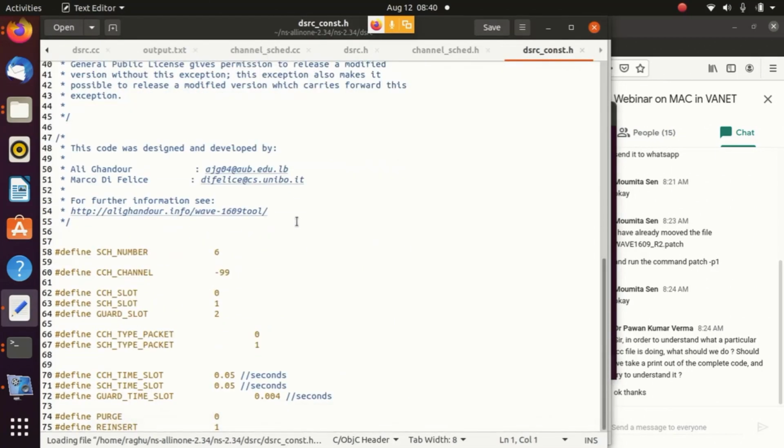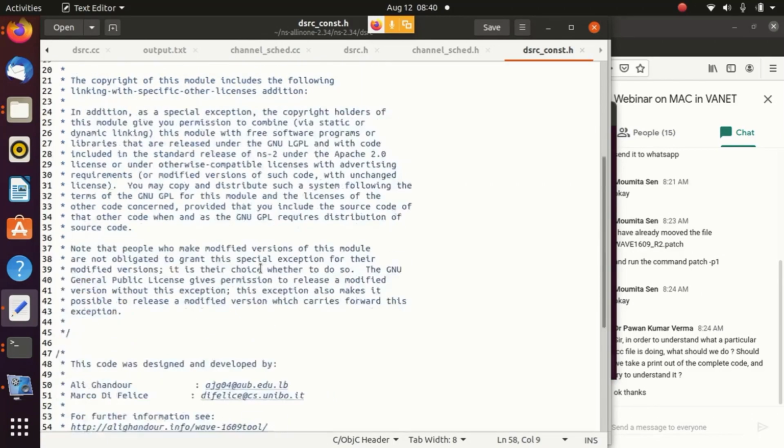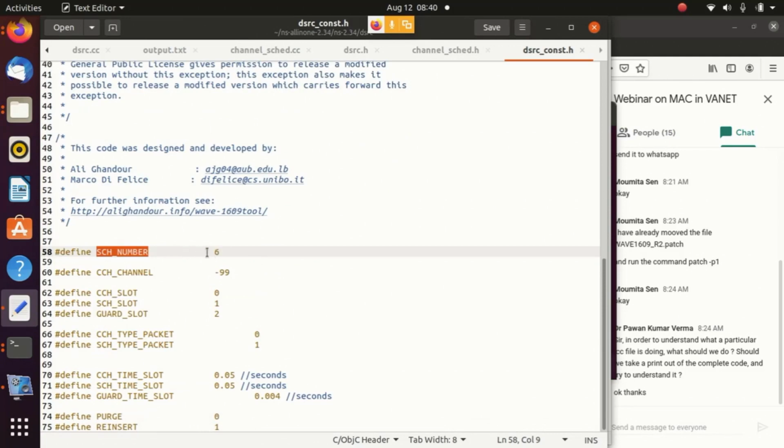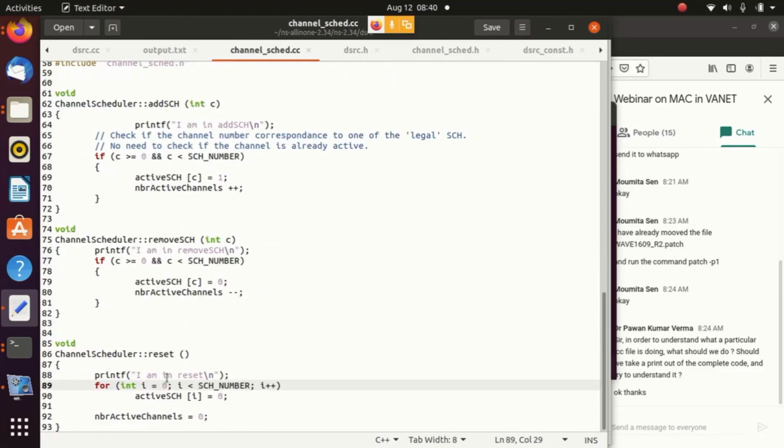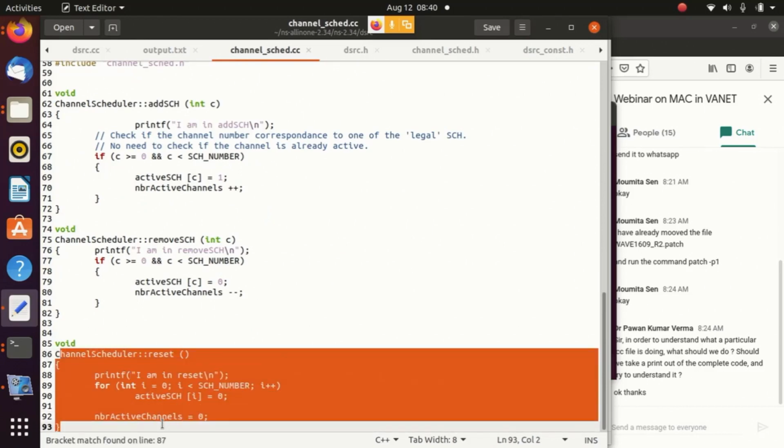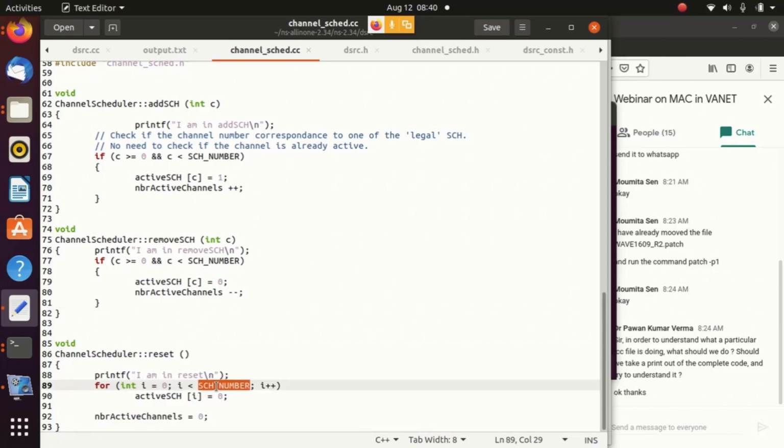So what does this constant.h contain? All the common constants. SCH number is 6, that is defined. So we can use this SCH number anywhere we want. So SCH number is 6, that is being called in this function, the reset function. Okay. So clear? That is clear.